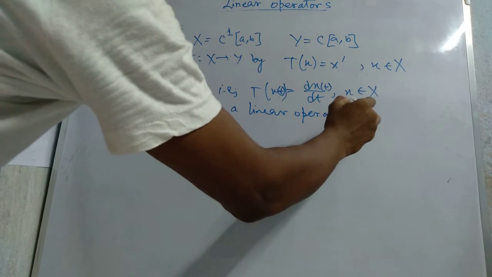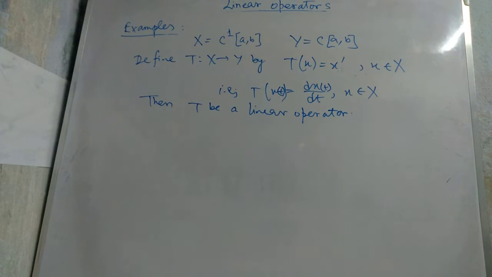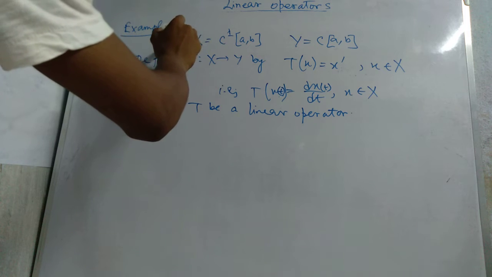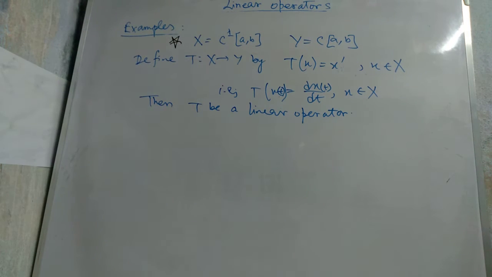How do we prove this? We see that T is additive and also T is homogeneous. Then T is a linear operator. We do not calculate or operate this one, but just see that. Okay, or we'll give some example. This one is called a differential operator.